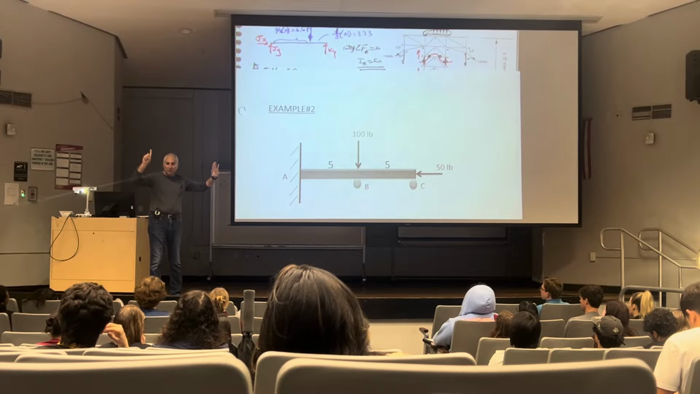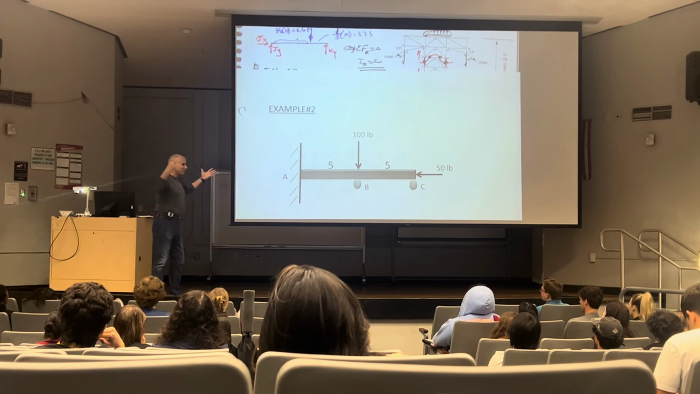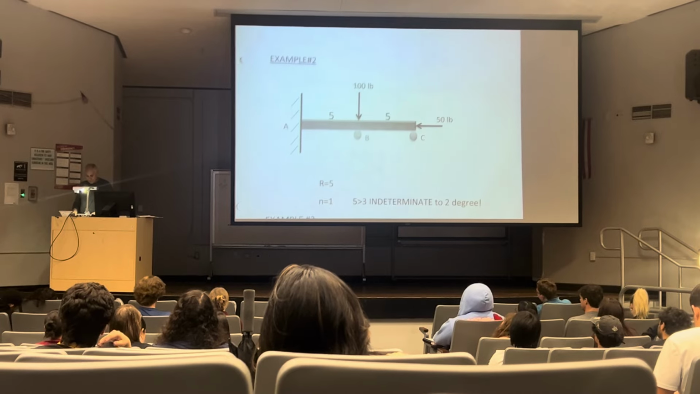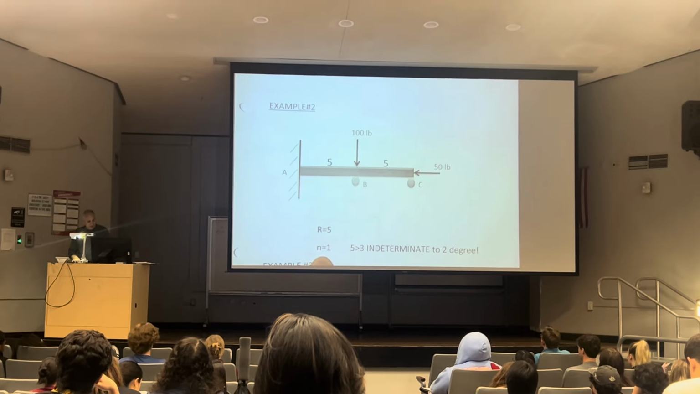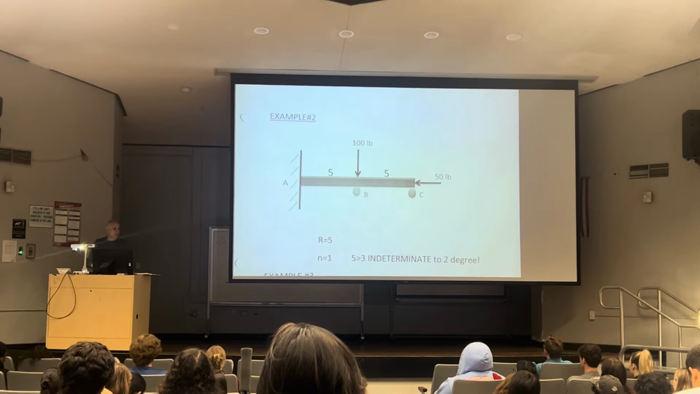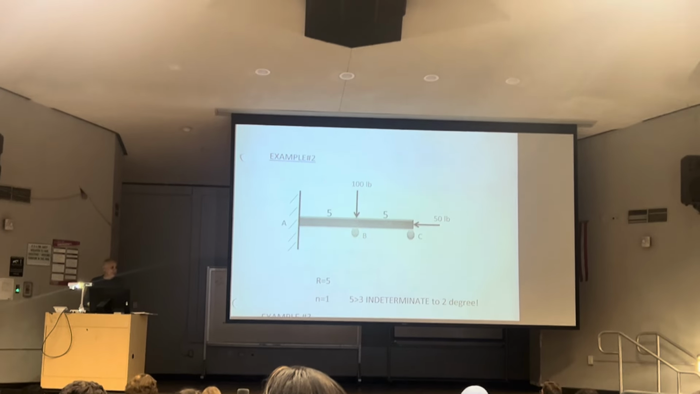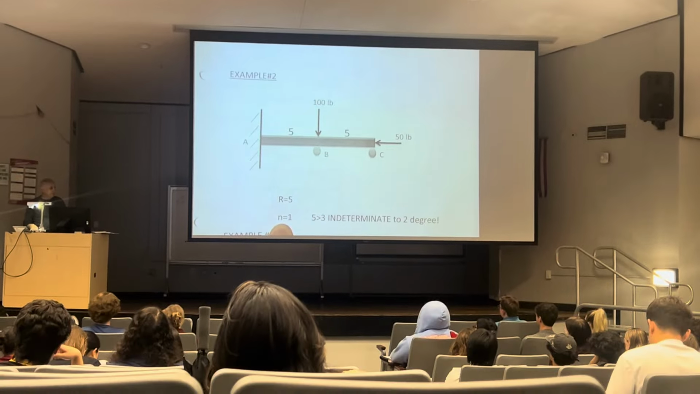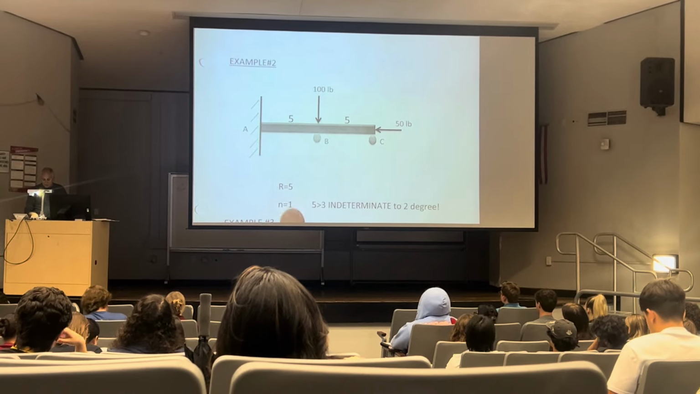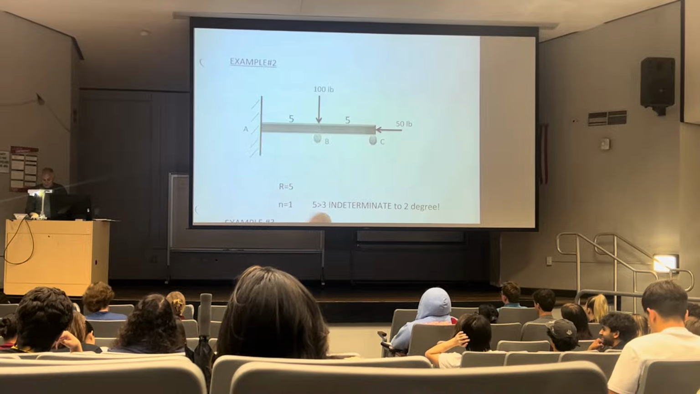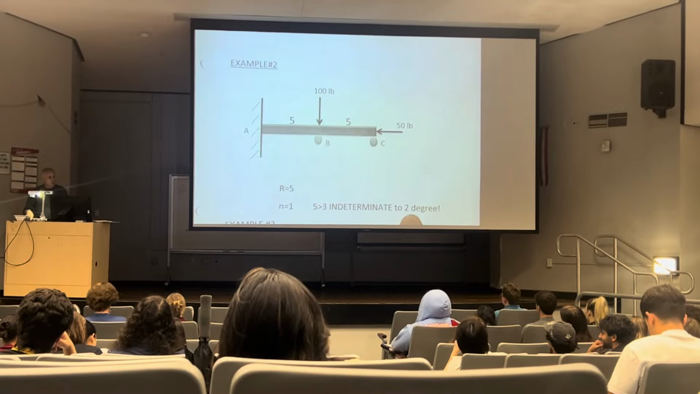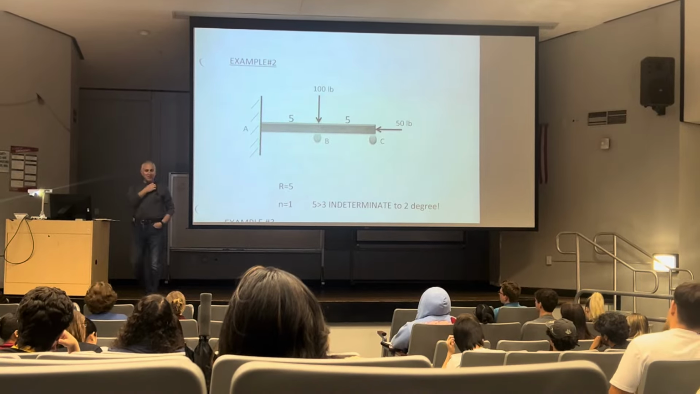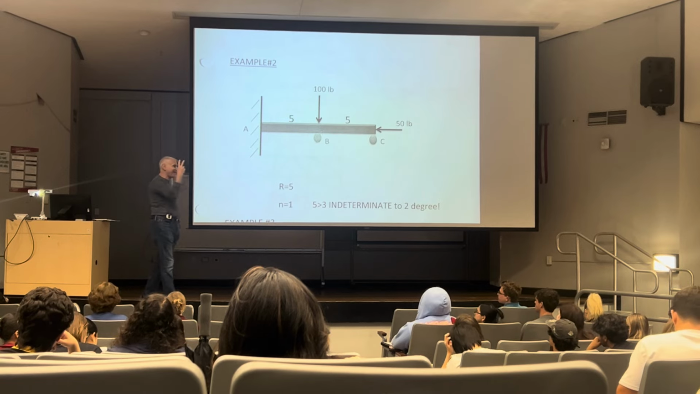How many pieces do I have? Can I solve for this? So if you apply the equation, R is 5, N is 1, what's the equation? R equals 3 times N. Is 5 equal to 3? Okay, so what I do is I say, hey, 5 minus 3 gives me 2 degrees of indeterminacy. So this beam is indeterminate to the 2nd degree.